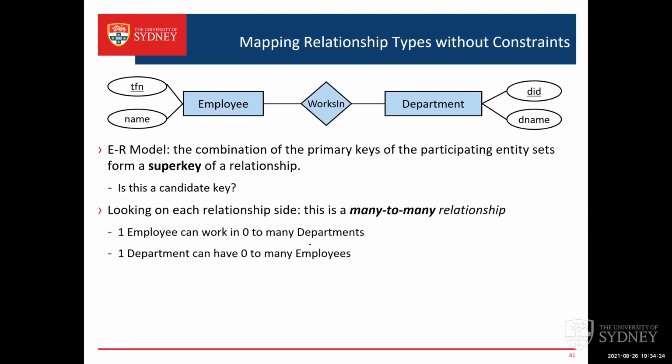So in this case, what is the cardinality? Definitely many-to-many, because I don't have any arrow and I don't have any thick line, right? This one is saying one employee can work in multiple departments, and one department can have multiple employees. That simply means many-to-many. Right?